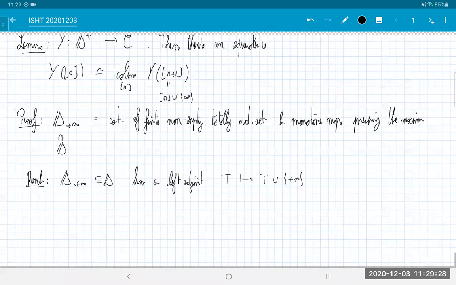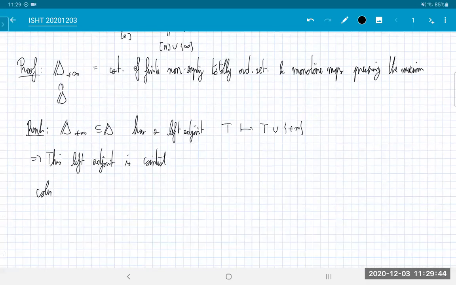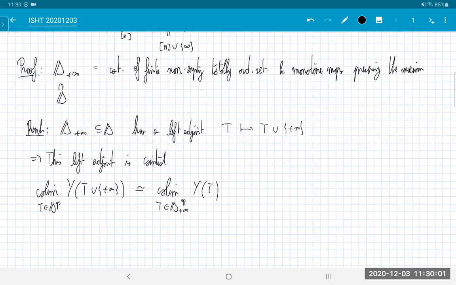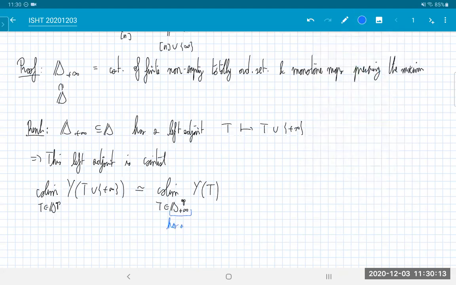And so in particular, since this left adjoint is a left adjoint, it is coinitial. So what this boils down to is that this colimit over t in delta op of y of t union plus infinity is equivalent to the colimit over t in delta plus infinity op of y of t. But now this category has a terminal object, zero. And so this is just y of zero. It's a small trickery.